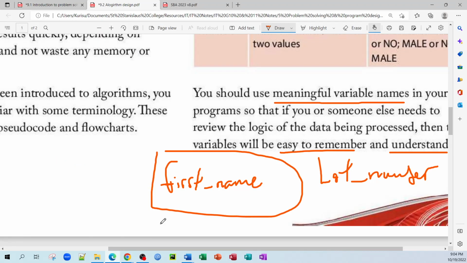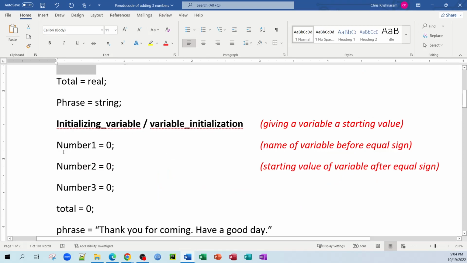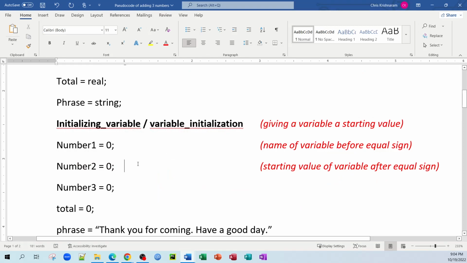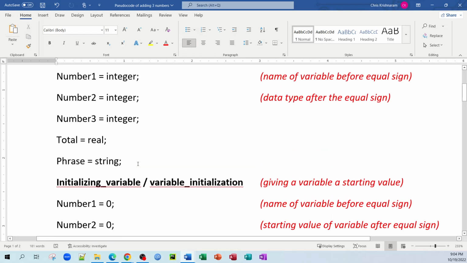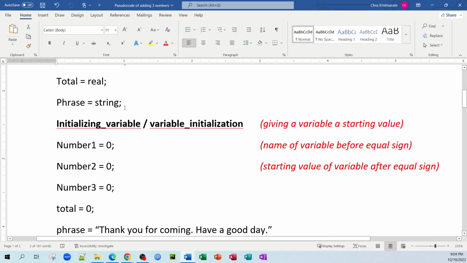And what is initializing? Initializing basically means you're giving the variable a value. So basically what we're saying is you cannot give something a value if it does not exist. That's all we're basically saying. And the only way the variable exists is if you declare it. Are you guys following?